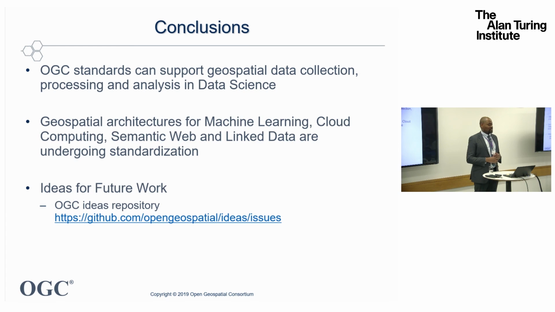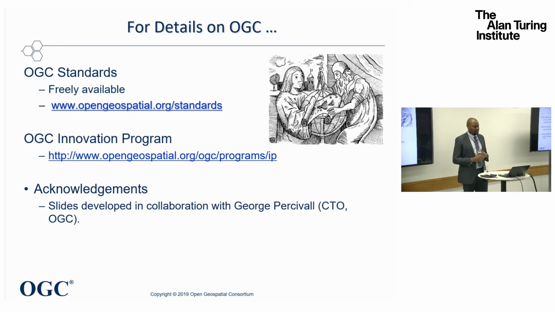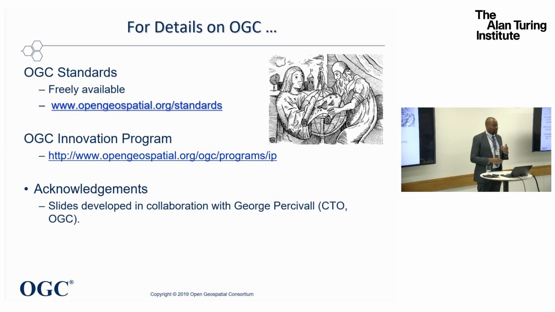It can be ideas for how we organize our events to ideas on the types of research that members would like to see conducted within the OGC. It's a public GitHub site, so anyone can access it and basically enter some ideas. So I'd encourage you to visit the site and share some of your thoughts. And for more information about the OGC and other geospatial standardization activities, I'd encourage you to visit the OGC website and explore the innovation program.